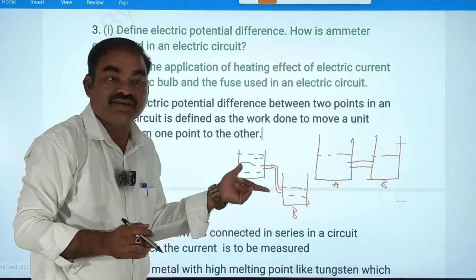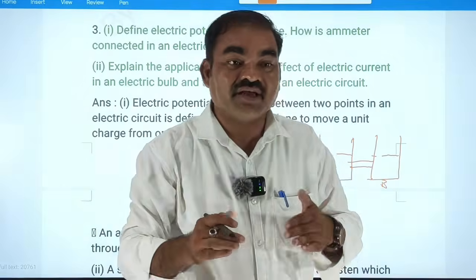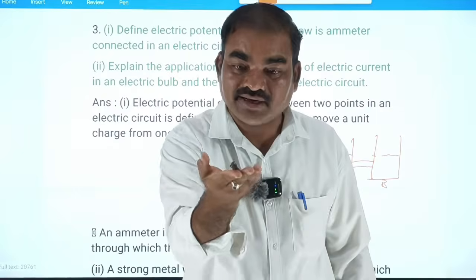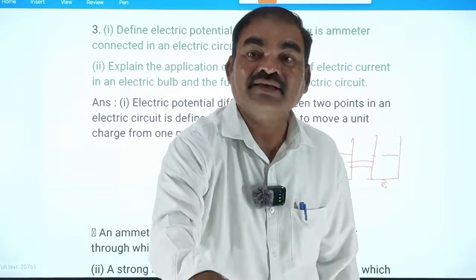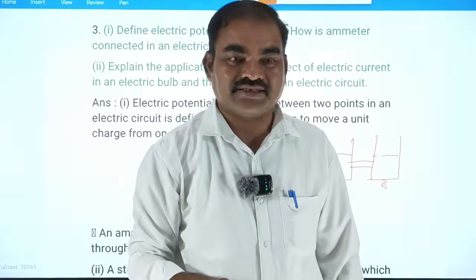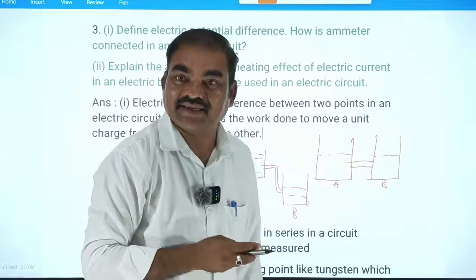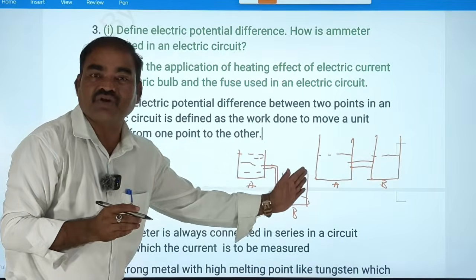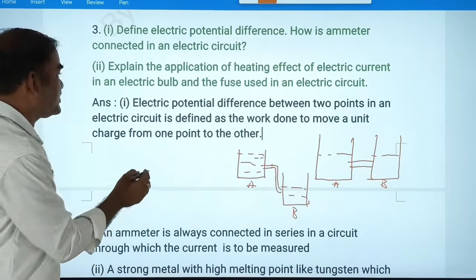You have seen potential energy. Potential energy means energy stored in an object when it is kept at a height. Correct? Now a pen is having potential energy. When I leave it, it gets kinetic energy, it will move to the earth, or no? It will get kinetic energy. Now let us discuss, this is in general what you mean by potential difference. Now according to the definition we'll discuss.